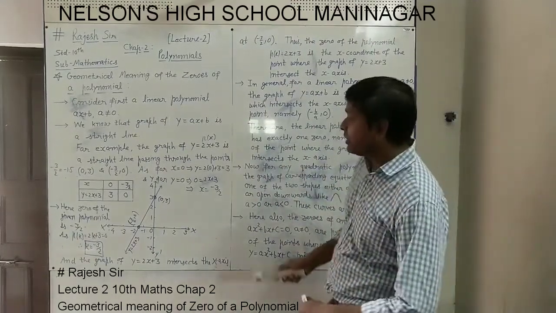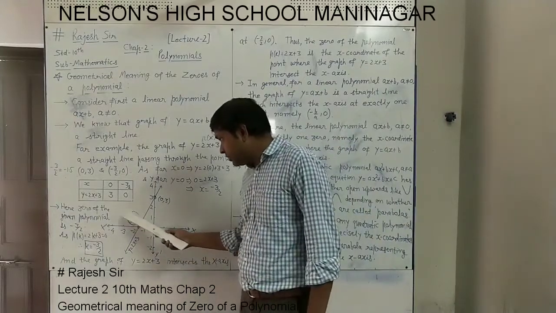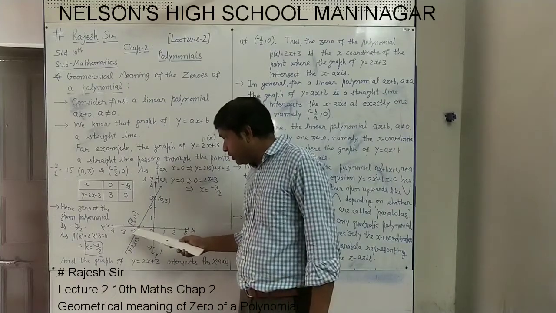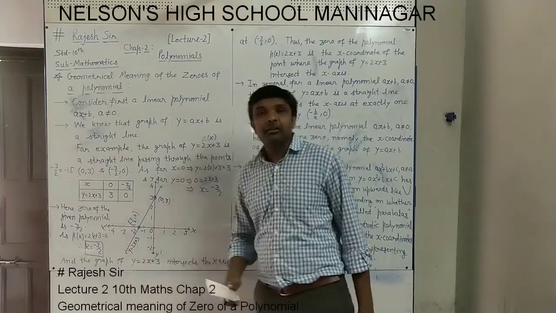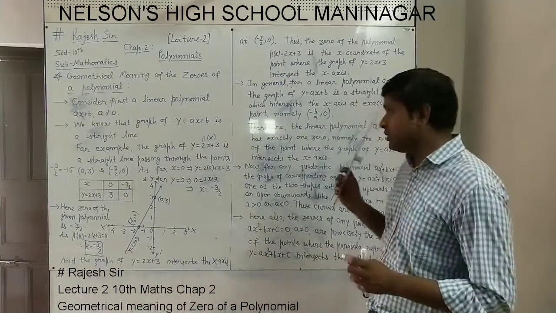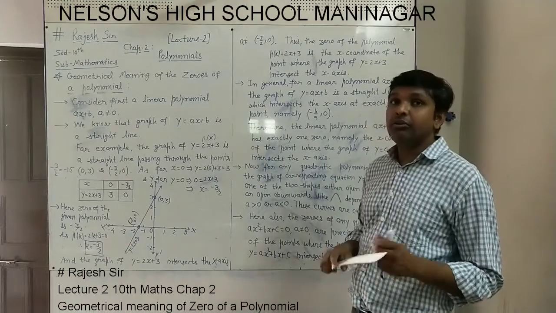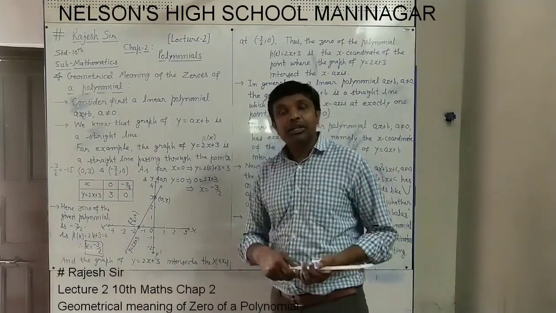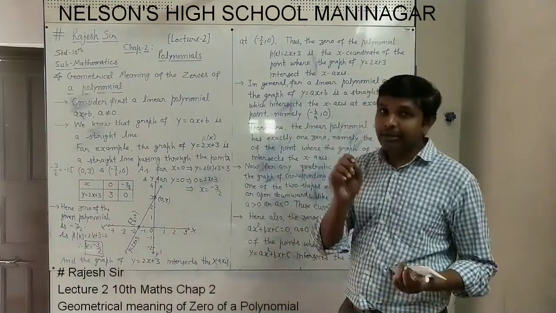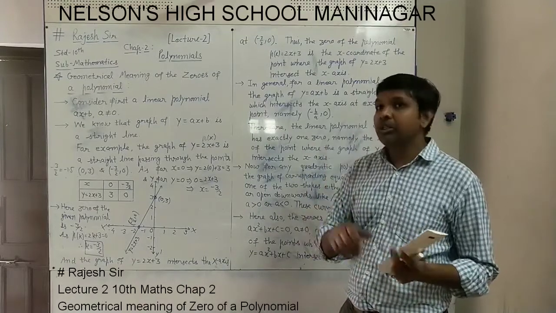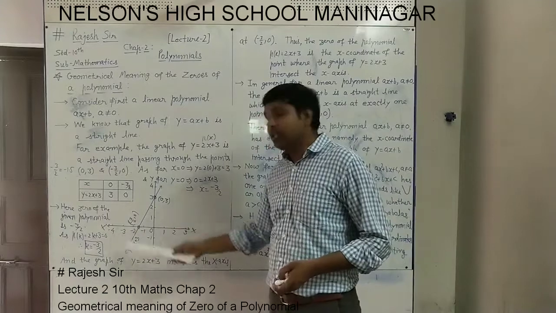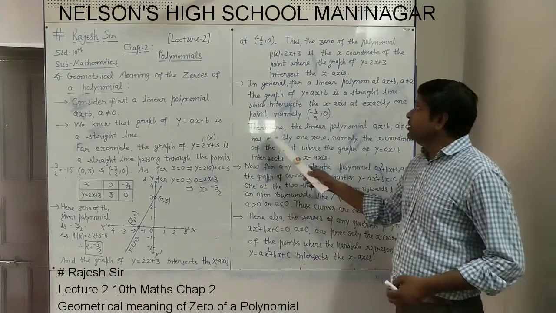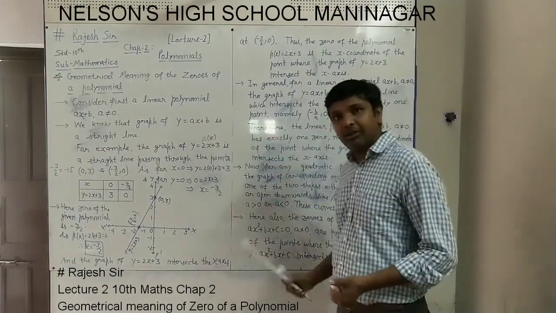And what will be that zero geometrically? That zero geometrically will be the x coordinate of the intersection point of the graph and x-axis. So we have to focus on the intersection point of the given graph and x-axis. The graph where it intersects the x-axis, that point we have to see, and from that point we have to find the x coordinate, and this x coordinate will be the zero of the given polynomial. This is the conclusion about all linear polynomials we have discussed.